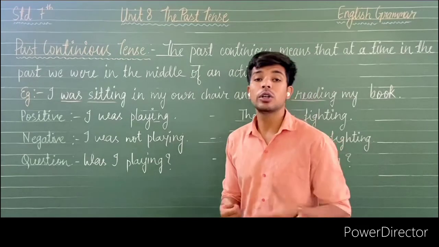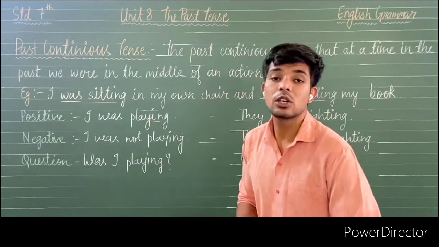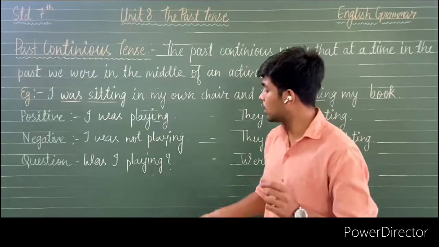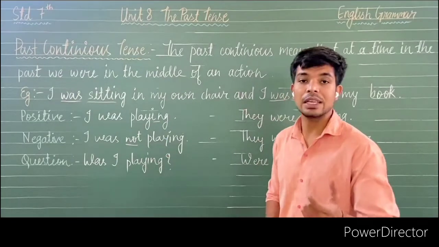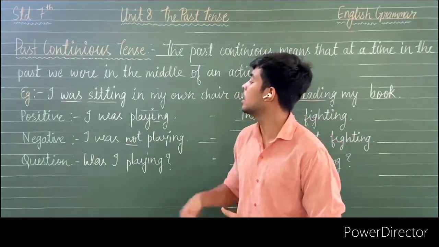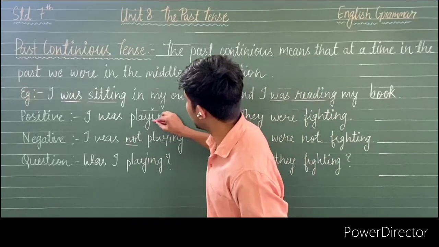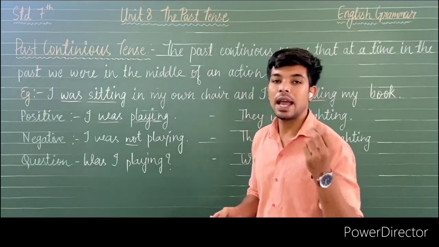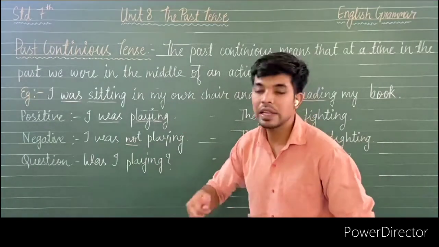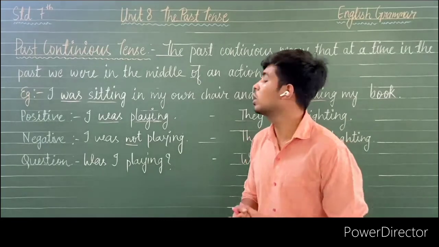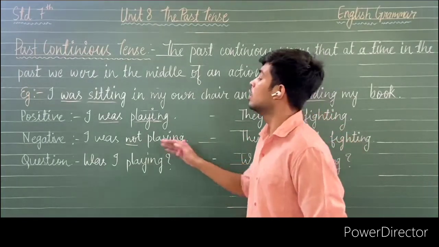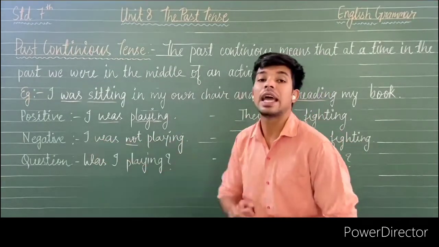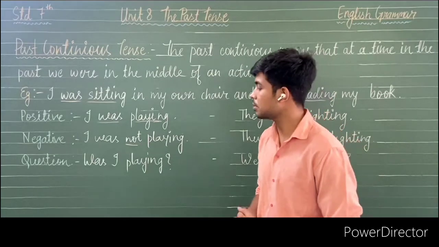What if we want to make this positive sentence into a negative sentence? So we simply have to put the word not between two verbs, and here we have the main verb playing and was as the helping verb. So simply we will add not or no between them to make this sentence negative, and we have done the same. I was not playing. So not here represents the negative form of the sentence.